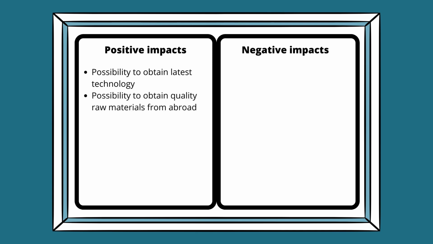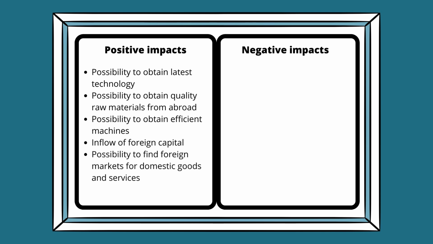Possibility to obtain quality raw materials from abroad. Here it says that we can obtain high quality raw materials from abroad, so that we can improve the quality of the goods and services. And also, we can obtain efficient machines, and then, inflow of foreign capital, for example, foreign companies investing in our country.